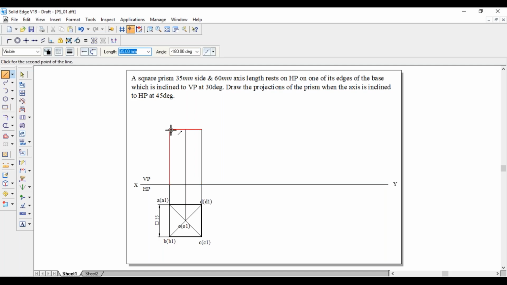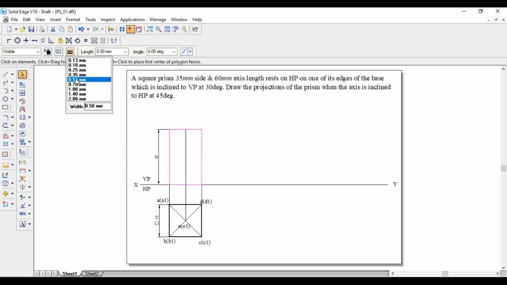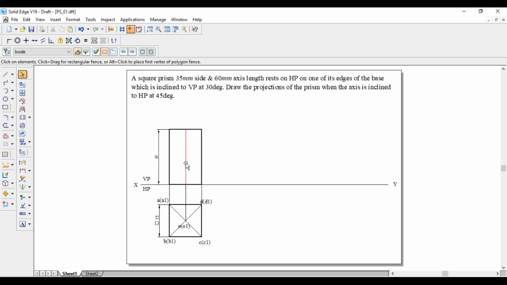Construct a rectangle. This length should be 60 mm. This rectangular outer face should be darker. This is darker, whereas as this is the axis, the axis should be shown with the help of a chain line. So bottom faces are denoted as A1, B1, C1, D1, whereas top faces are shown with the help of A, B, C, D.